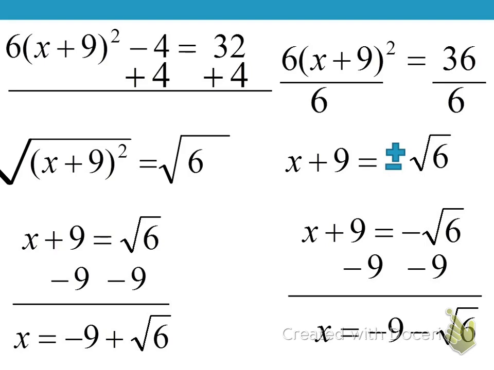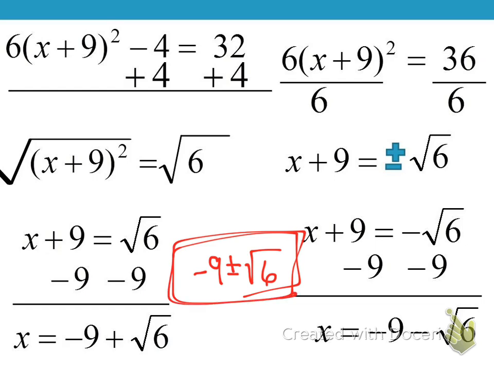If you did it the other way, if you did square root of 6 minus 9, as long as you don't put the minus 9 under the radical, it's fine by me, okay? The alternate method, the fancy way, would be negative 9 plus or minus square root 6 like that. Okay? Would that be x equals? Of course. Questions?